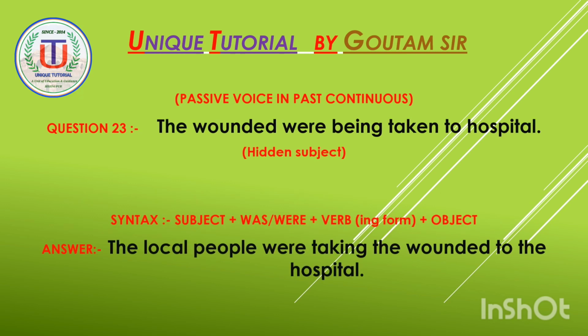Question number 23. The wounded were being taken to hospital. The sentence is in passive voice in past continuous. Here the subject is hidden. So the syntax in active voice will be subject, then was or were, then verb ing form, then object. As the subject is hidden, I have to place a subject as per my choice. Then we have to follow the structure as I mentioned: The local people were taking the wounded to the hospital.